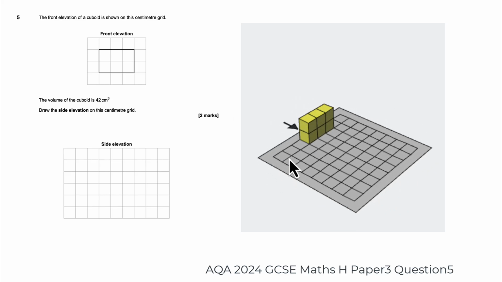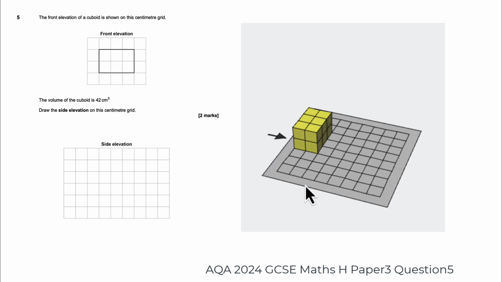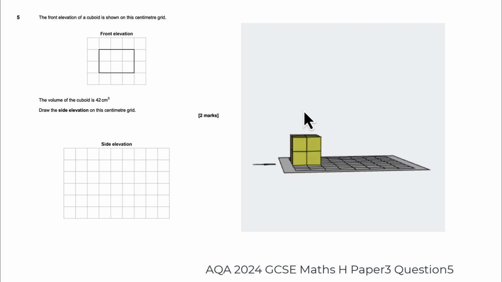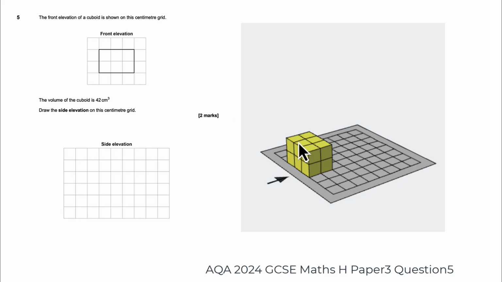Let's build another layer at the back of this. Now in this cuboid, it still has the same front elevation. The side elevation is slightly longer. The volume this time, there's a couple of slices of 6 in each. There's 12 cubes altogether. So this has a volume of 12.